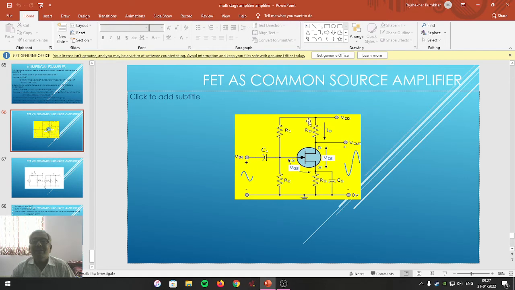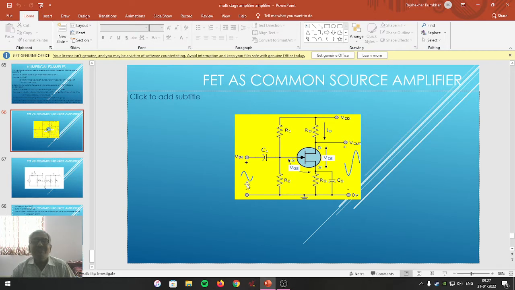Here capital RD is going to act as a load resistance. The capacitor connected to the input is a coupling capacitor that couples the input signal to the gate of the FET. Sometimes an output capacitor is also connected to couple the output measuring device with the drain.